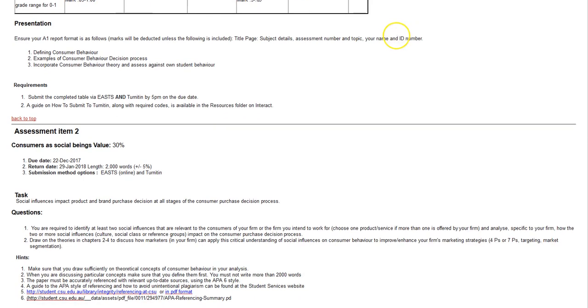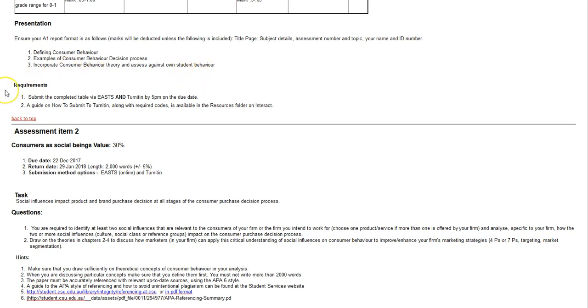The presentation format for this assignment is, obviously, a title page with the subject details, assessment number and topic, your name, and your student ID number. Then define consumer behaviour, present the examples which you are going to talk about, and incorporate consumer behaviour theory and assess against your own and other students' behaviour.